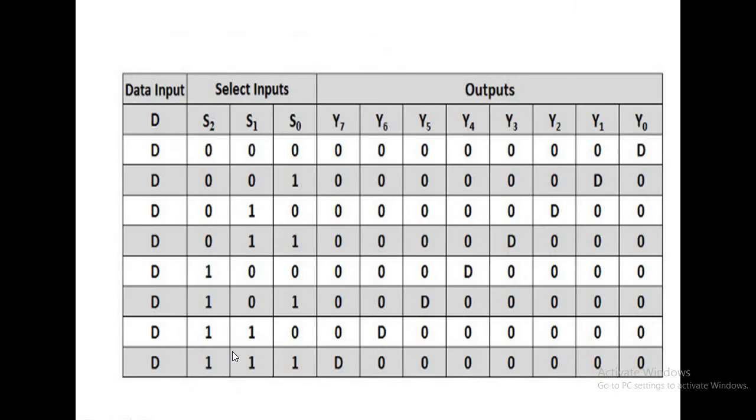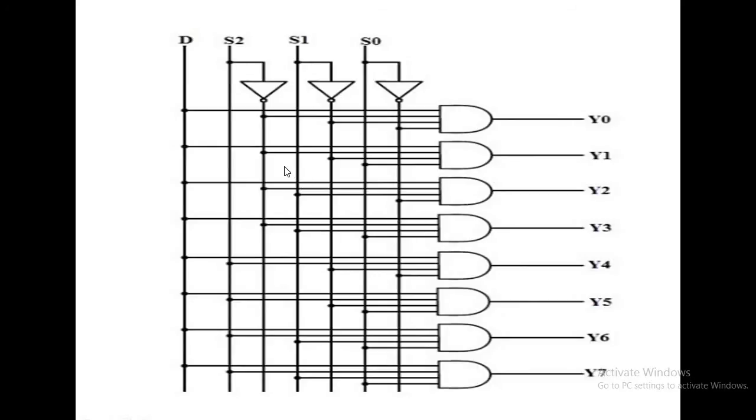Okay. Similarly, what is the value of y1? S2 is 0, S1 is 0. That means S2 complement, S1 complement. And S0 is 1. So S2 complement, S1 complement, S0. See, this is the S2 complement. Okay. And this is the S0. And this is the S1 complement. S2 complement, S1 complement, S0. Okay. All the three are connected to this AND gate. Okay.